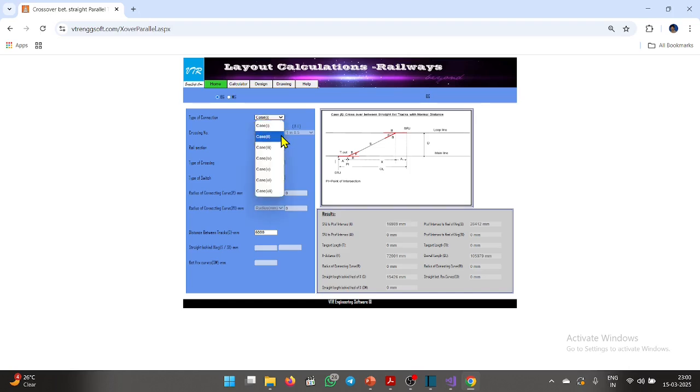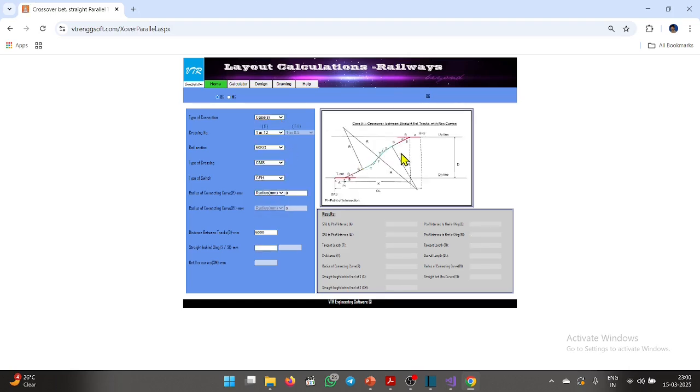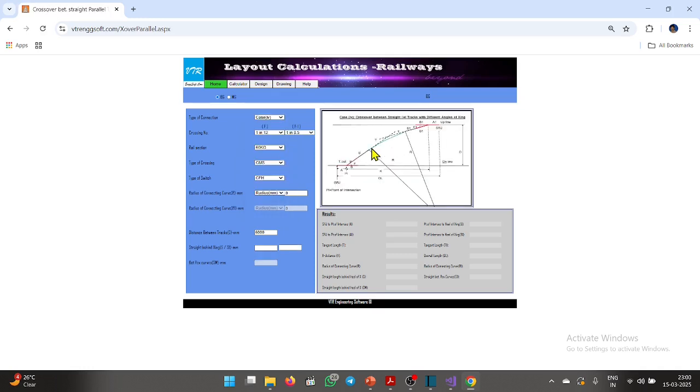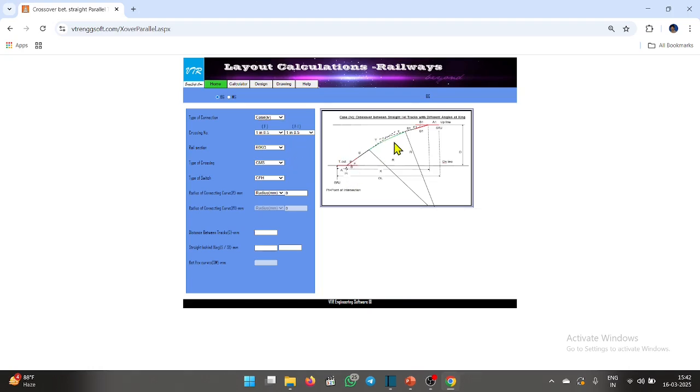Suppose another case, there are a lot of cases. This case is with reverse curve, another case is reverse curve with straight, and the fourth case is different angle of crossing. How to do that? In this case we want to introduce a crossover with a different angle of crossing on each line. Here suppose we use 1 in 8 half on one crossing and 1 in 12 on the other, so automatically the connection will not be straight because of the change of angle. There will be a change in direction, so necessarily we have to introduce a connecting curve here.